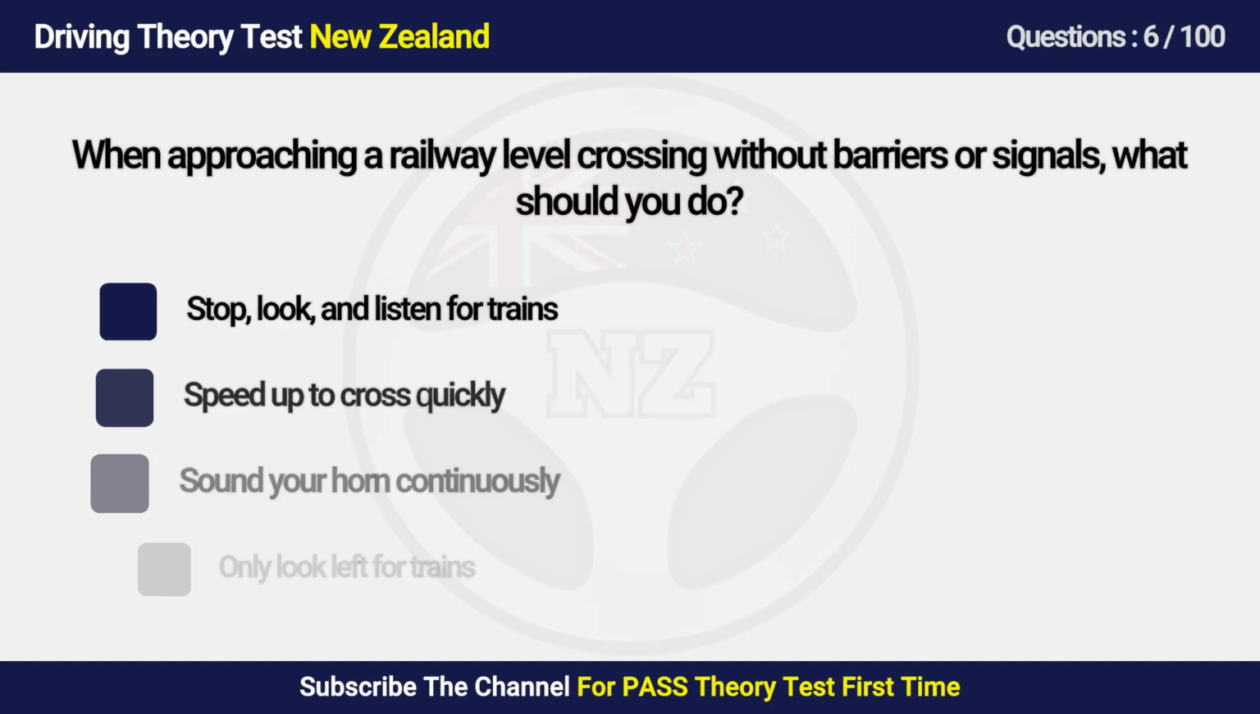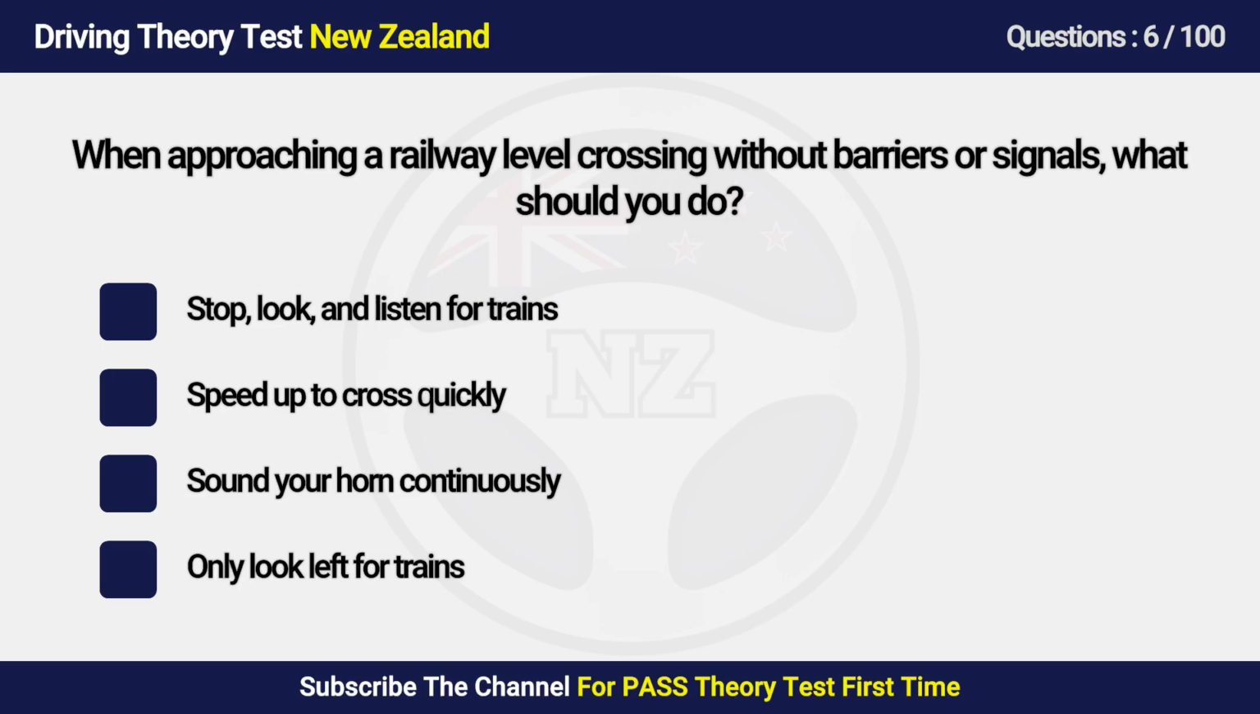Question 6. When approaching a railway level crossing without barriers or signals, what should you do? A. Stop, look and listen for trains. B. Speed up to cross quickly. C. Sound your horn continuously. D. Only look left for trains.